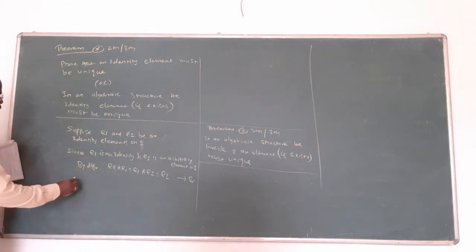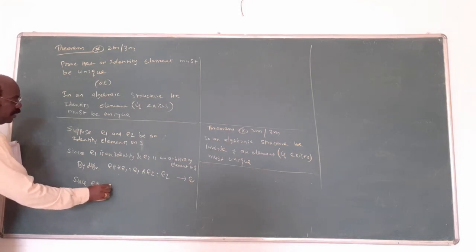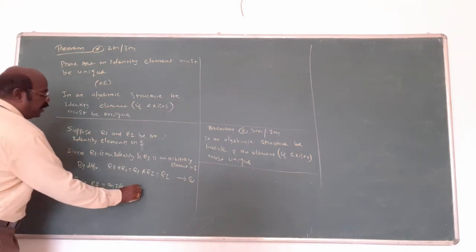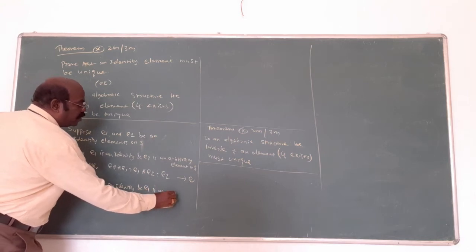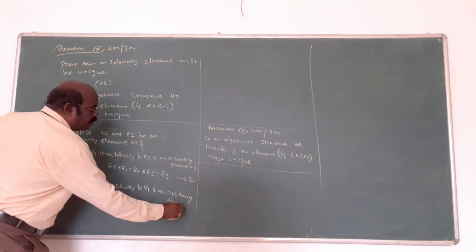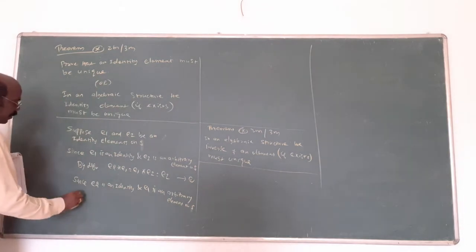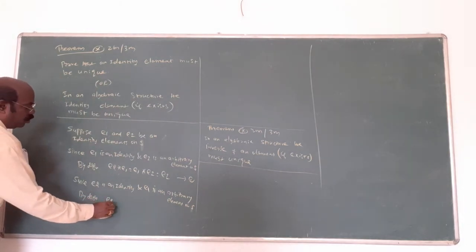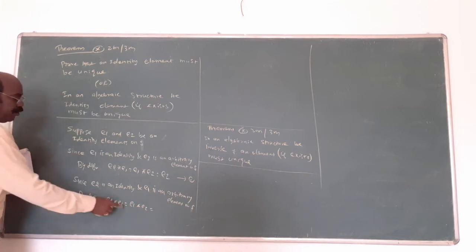Similarly, again, the next one. E2 is an identity element, and E1 is an arbitrary element in S. Again, what is the definition? By my definition, E2 star E1 equals E1 star E2 equals what will come? The element E1 will come.